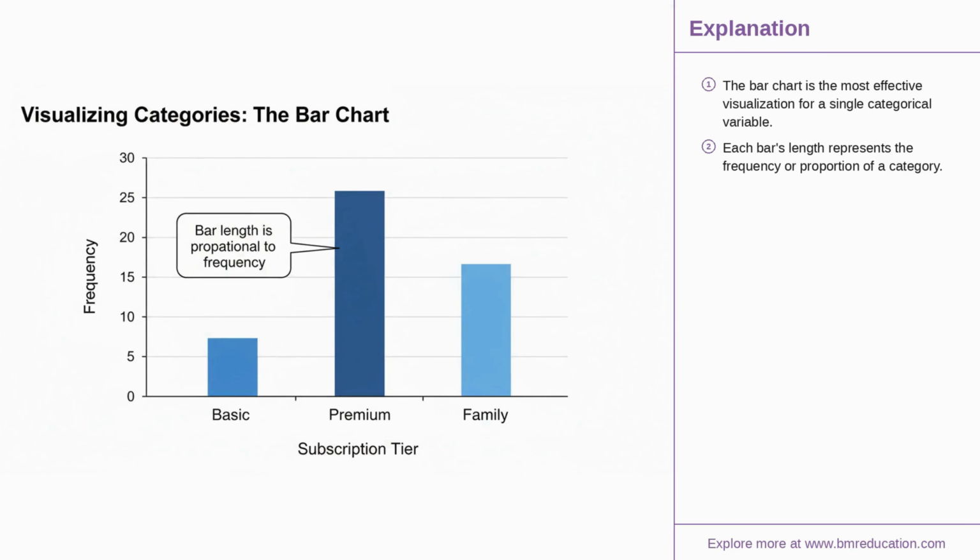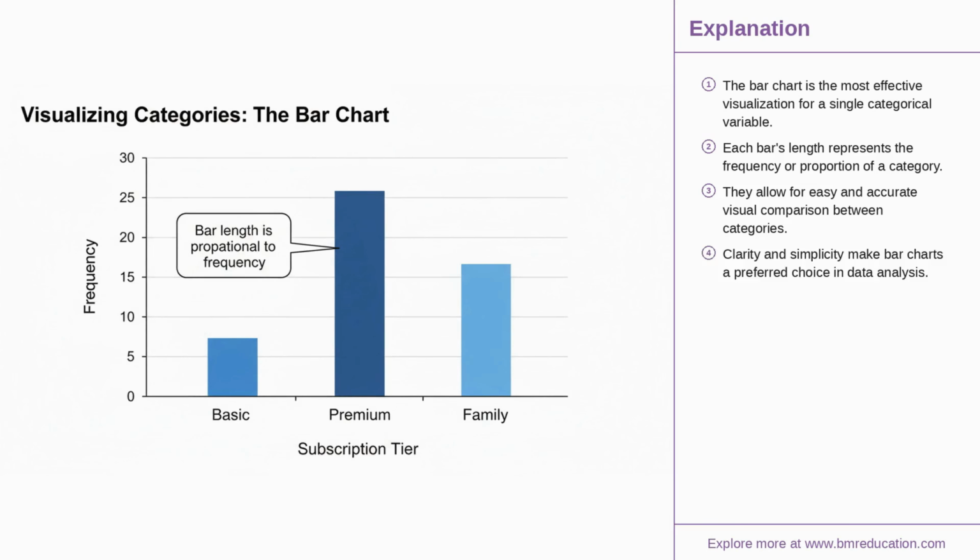To visualize the information from our frequency table, we use a bar chart. It is the gold standard for plotting categorical data. Each bar represents a category, and its length is proportional to the frequency. Bar charts make it incredibly easy for our eyes to compare the counts between different categories, making them a clear and honest way to present categorical distributions.